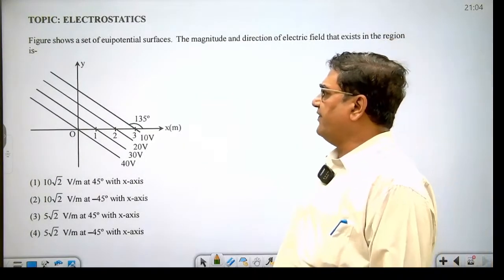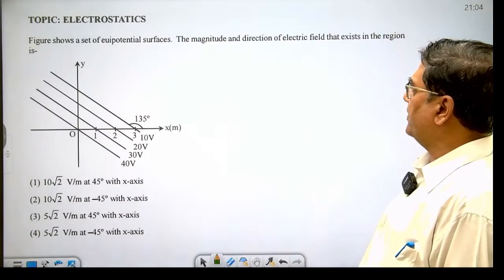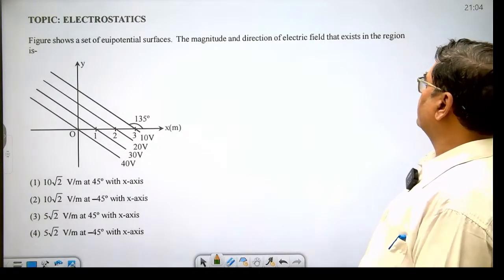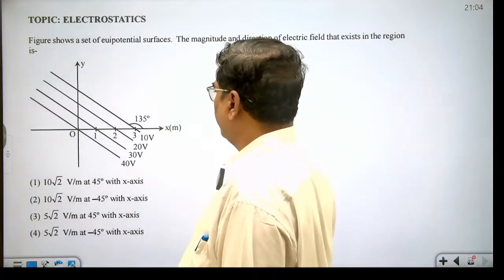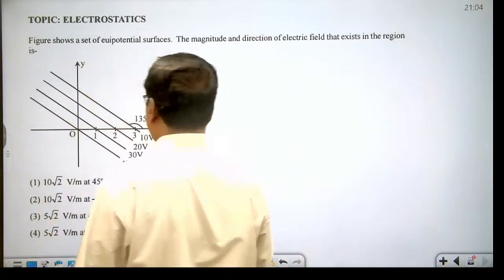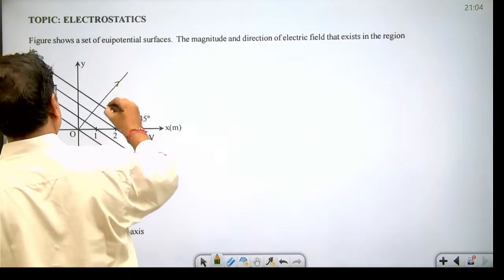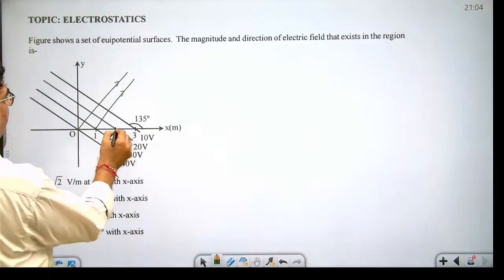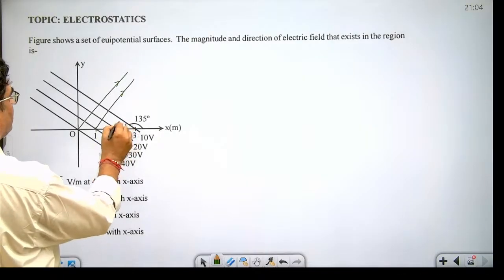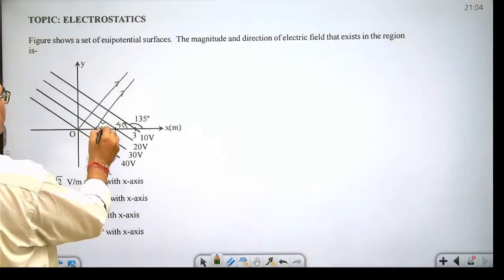Dear students, electric field lines and equipotential lines remain perpendicular to each other. The figure shows a set of equipotential surfaces. The magnitude and direction of the electric field that exists in the region is. These are the set of equipotential lines. In the direction of the electric field, potential decreases. So this is the direction of the electric field. Now this angle is 135 degrees, so this angle is how much? This is 45 degrees, and this is 90 degrees, so this is also 45 degrees.